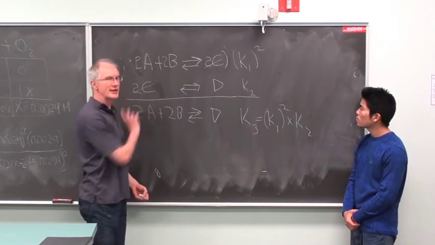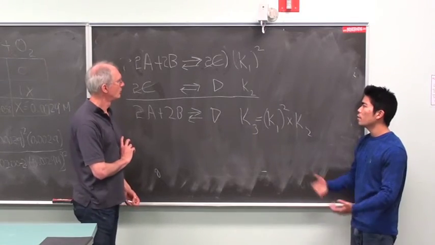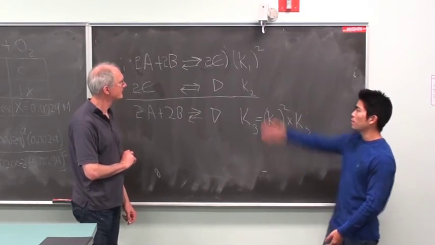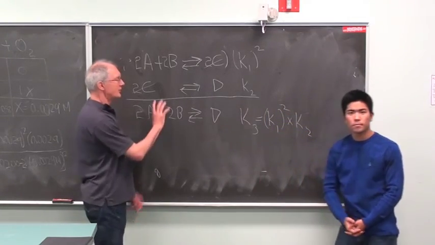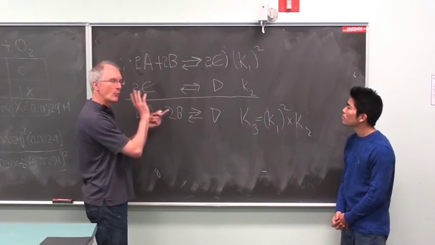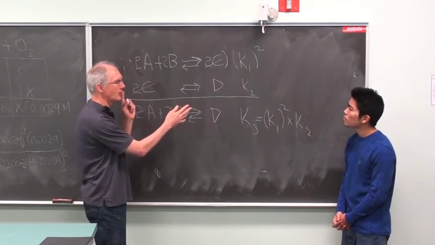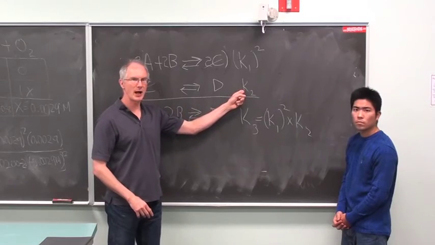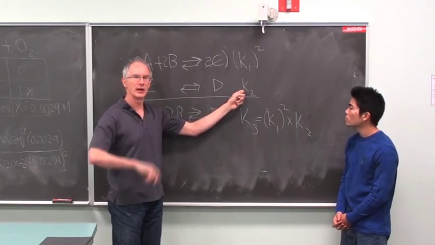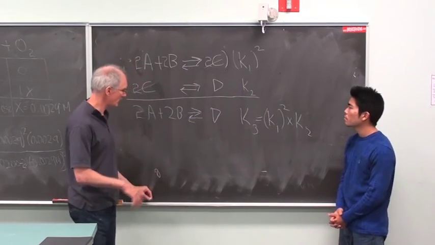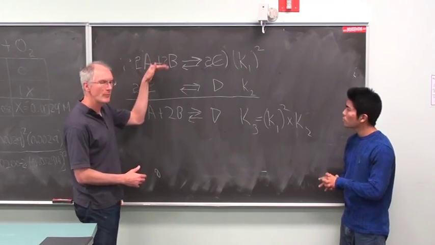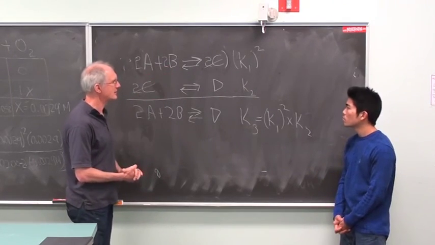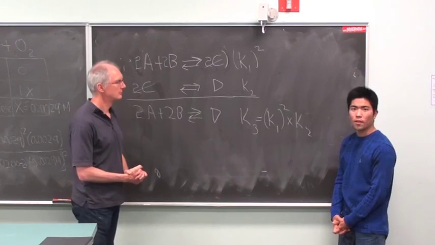What if I flipped one of these backwards? Well, then it wouldn't work because they don't cancel when you add them together. Yeah, and so you'd have to flip it, and when you flip a reaction backwards, the equilibrium constant, you take the reciprocal, the inverse of it. Right. So those are kind of the manipulations you need to remember when you're adding reactions together in a series. All right?